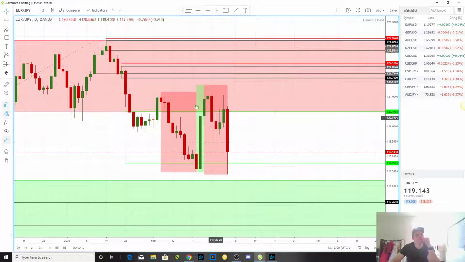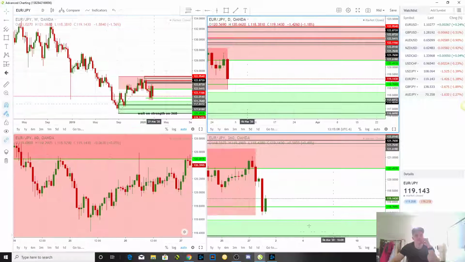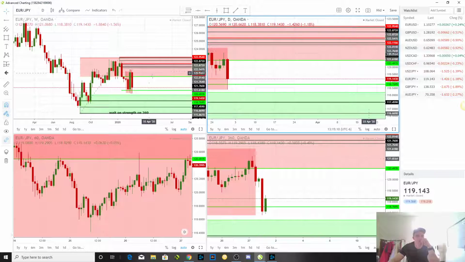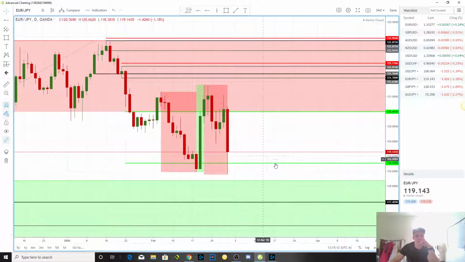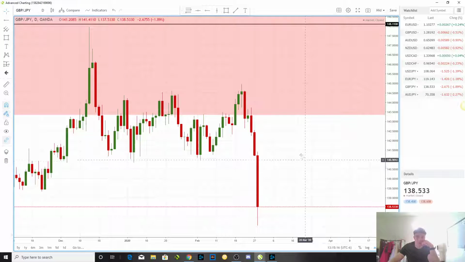Kind of just taking bigger. So no trade on the euro yen. Oh, maybe something on the pound yen though.